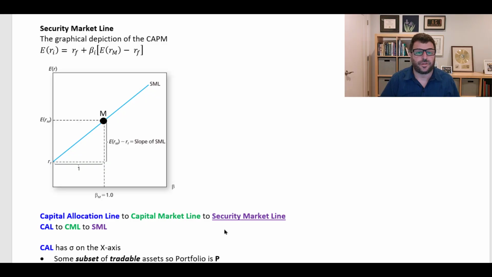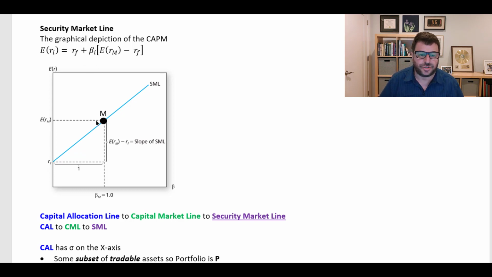The security market line is the graphical depiction of the capital asset pricing model equation. So here I have expected return on the vertical axis, and I have beta on the horizontal axis. And you can see that here I have the market portfolio. Here's the expected return of the market. And here I have the risk-free asset. That's my intercept. And this return line is a function of beta.